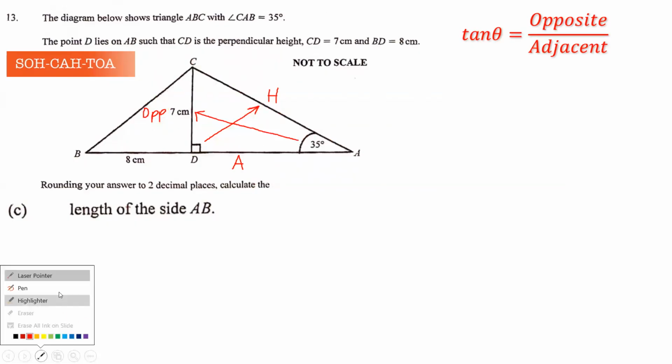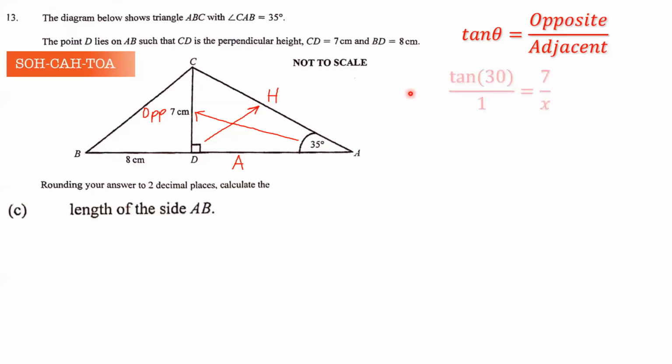So we have that tan of theta is going to be equal to opposite divided by the adjacent. What is the opposite inside of this question? Well, the opposite is definitely 7 centimeters. What's the adjacent? But we don't know what the adjacent is.